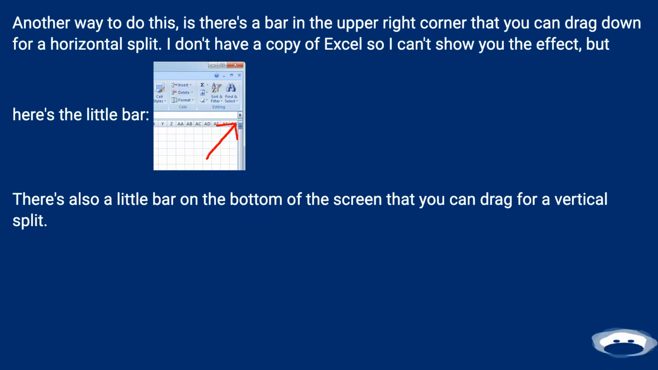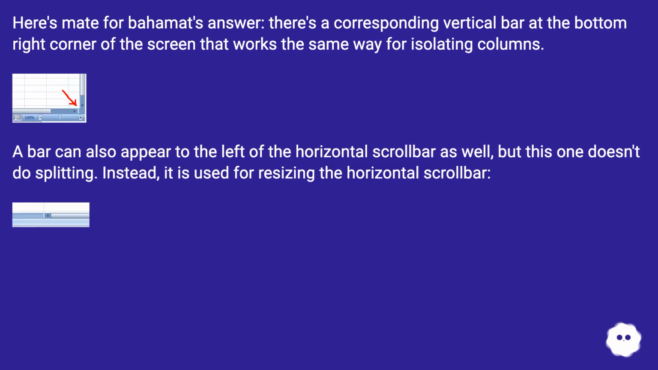There's also a little bar on the bottom of the screen that you can drag for a vertical split. Here's Mate for Bahamat's answer, and there's a corresponding vertical bar at the bottom right corner of the screen that works the same way for isolating columns.